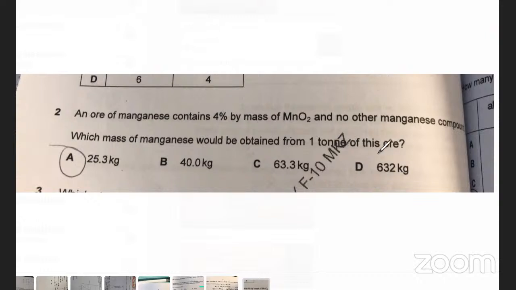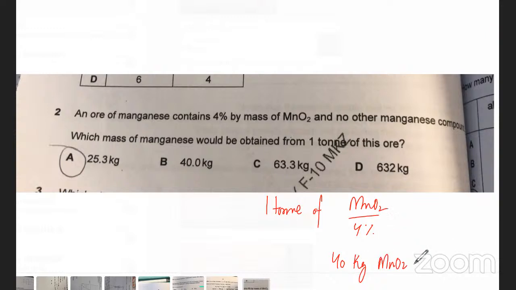An ore of manganese contains 4% by mass of MnO2. What mass of manganese would be obtained if you've got 1 ton of this ore? So you're going to get 4% of that, I guess. No, sorry. You got 1 ton of ore, and they've said that 4% is MnO2, right? So what is 4% of 1000 kg? 40 kg, right? Is that clear? Yeah.